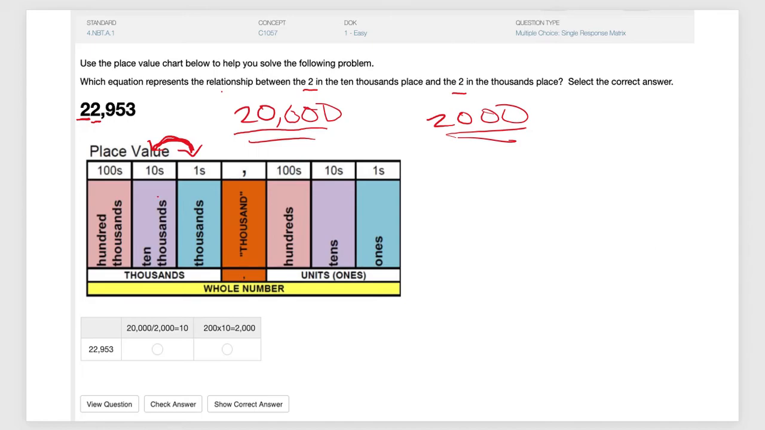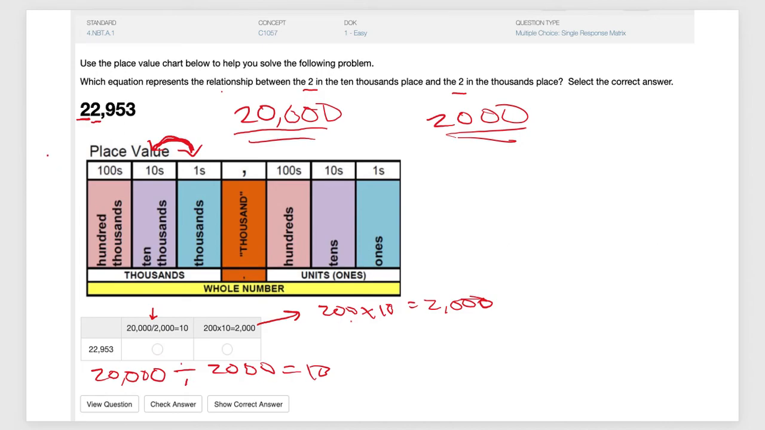So let's look at the number sentences down here. Whenever you see a slash like this right here, that stands for a division sign. So this says 20,000 divided by 2,000 equals 10. And this one says 200 times 10 equals 2,000. Both of these are true. 200 times 10 does equal 2,000, and 20,000 divided by 2,000 does equal 10.